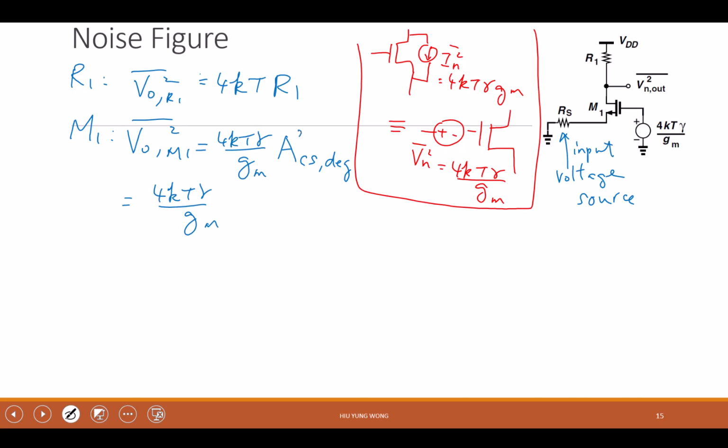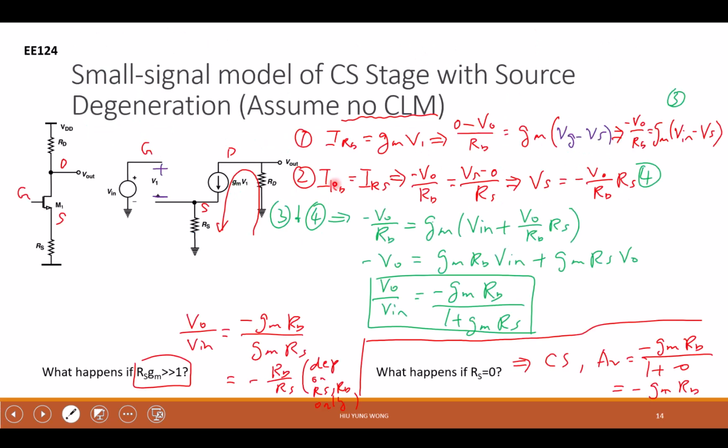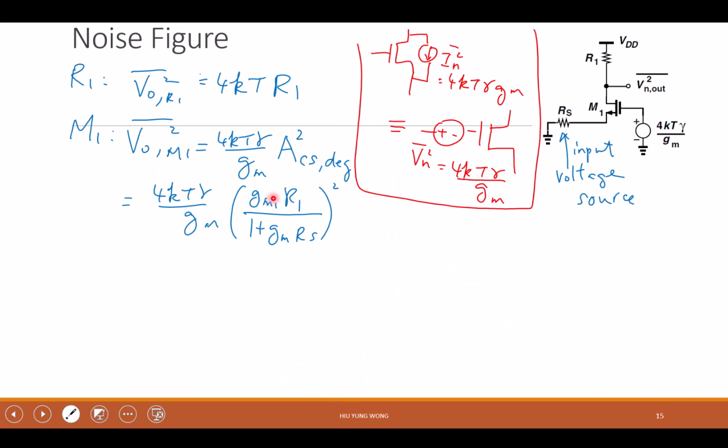I forgot one important thing. It's squared, right? We're talking about power, A squared. So what's the gain? gm1 R1 divided by 1 plus gm1 Rs. That's why I put it here. I have the gate's input. This is Rs, right? So this is negative gm RD divided by 1 plus gm Rs. That's why now I have gm1 R1 divided by 1 plus gm1 Rs. I better put M1 here. It actually doesn't matter. I only have one transistor.